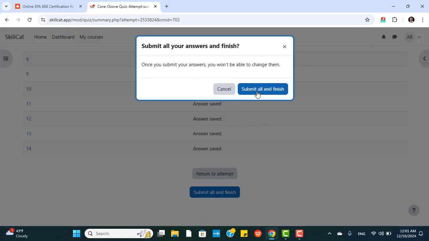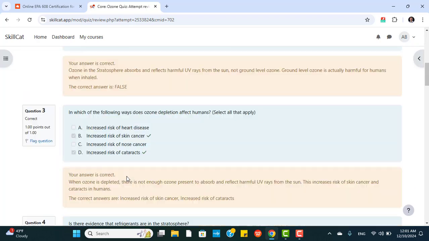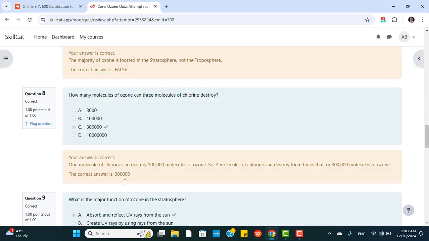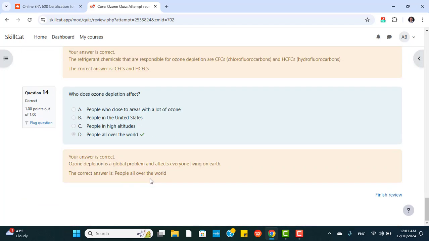Submit. Now it is 9 of 10. All the answers are correct except this one. I think there is one here. Yes, I was thinking whether this one is correct or not. Which of the following are effects of ozone depletion? Your answer is incorrect. Decreasing crop yields is the correct answer.